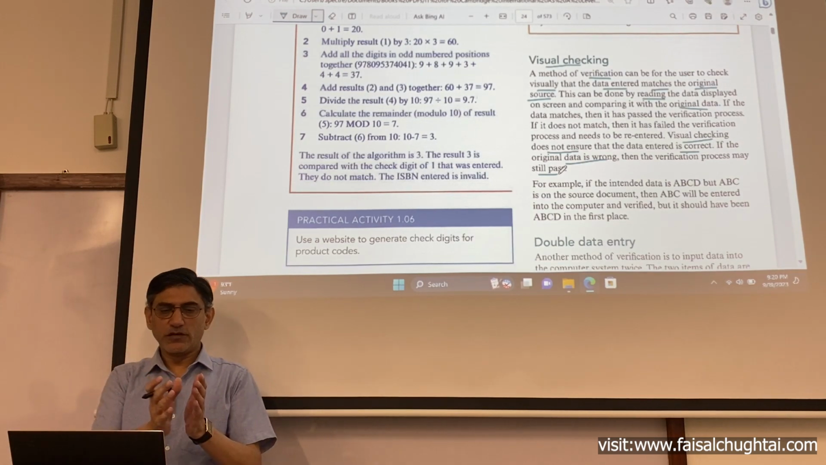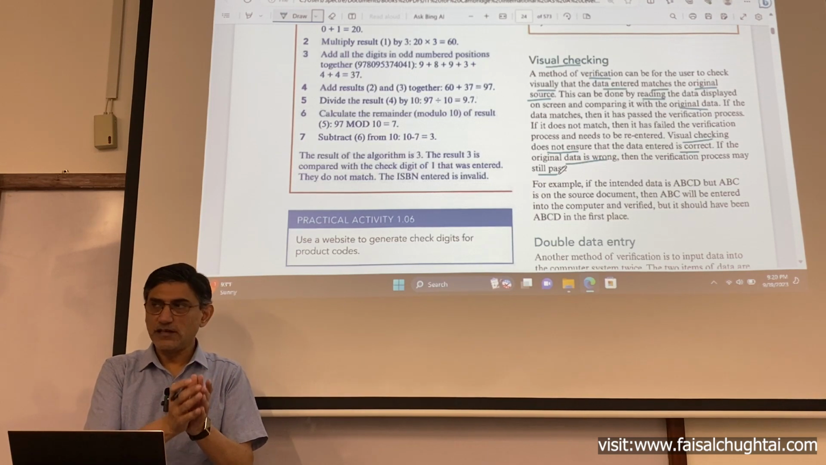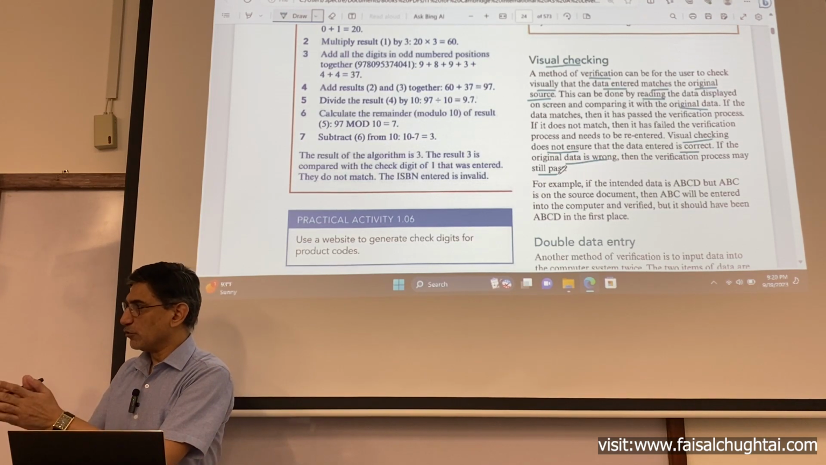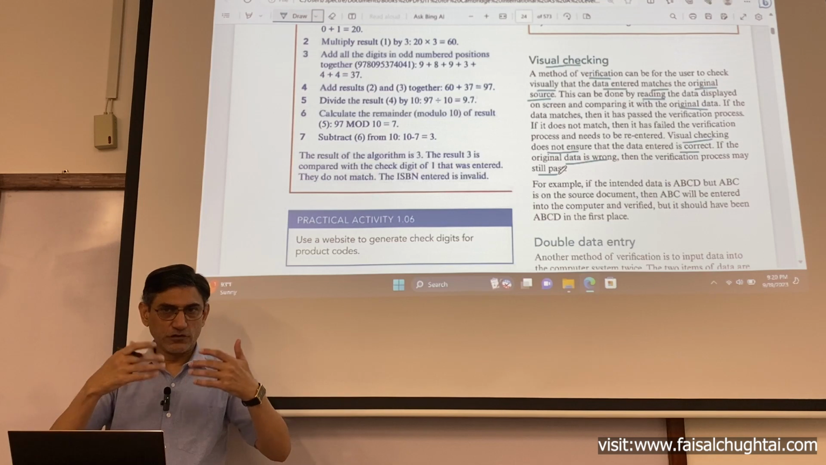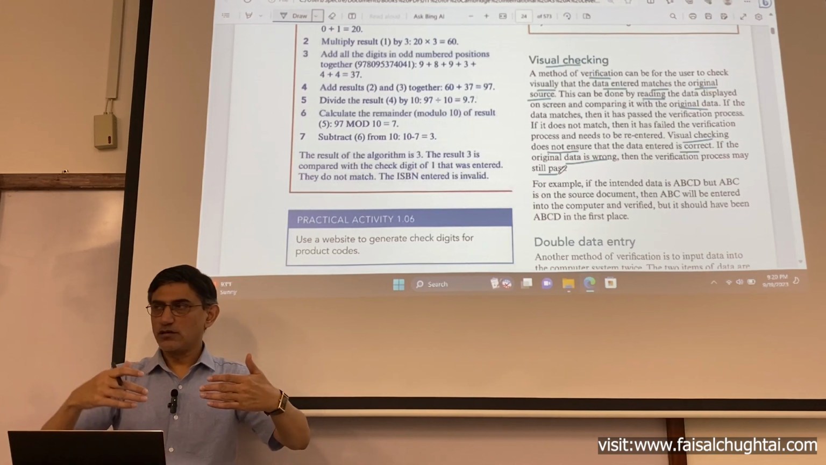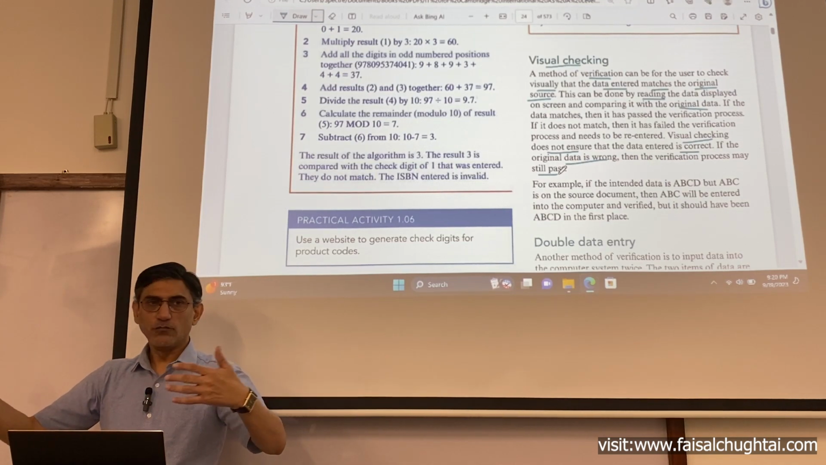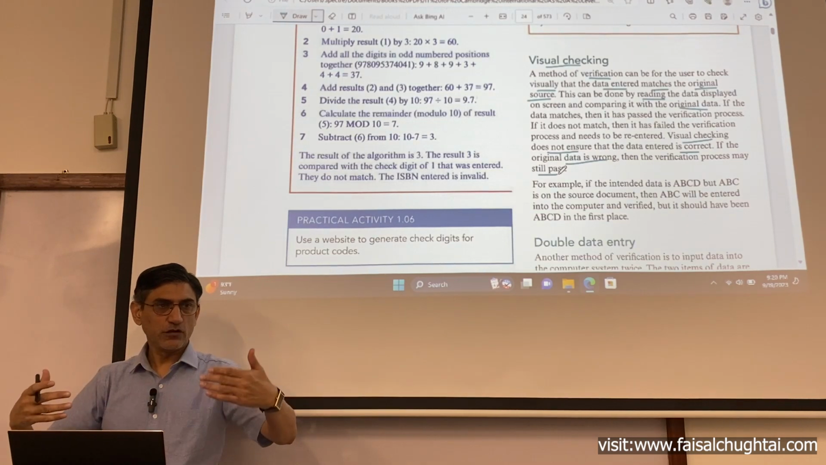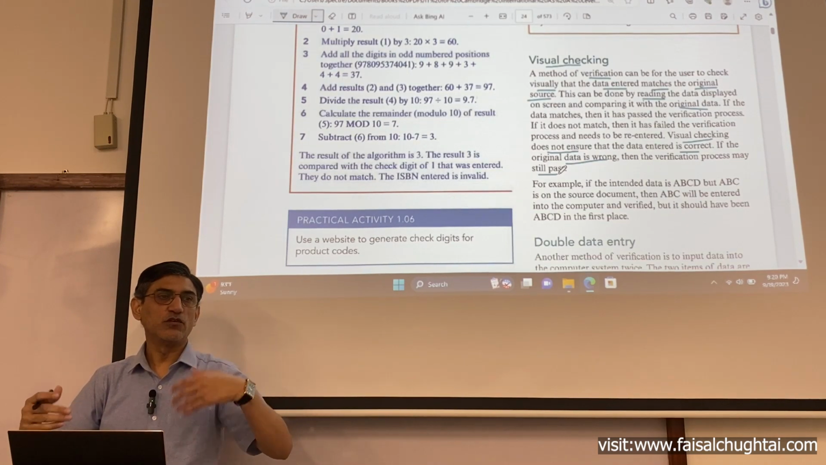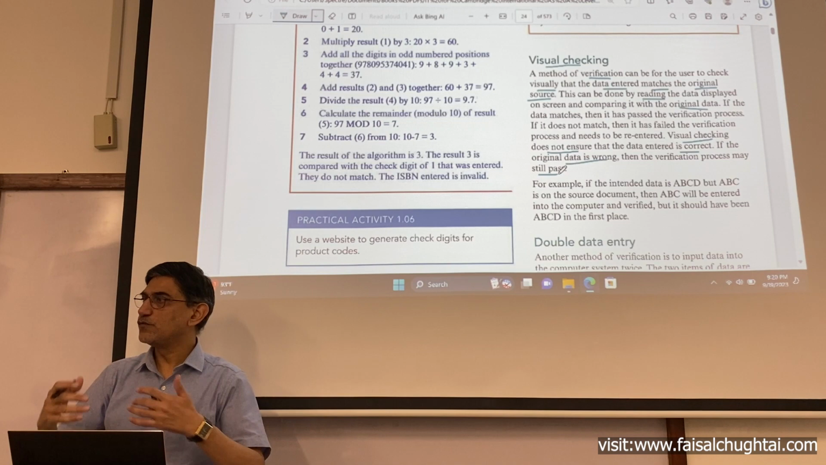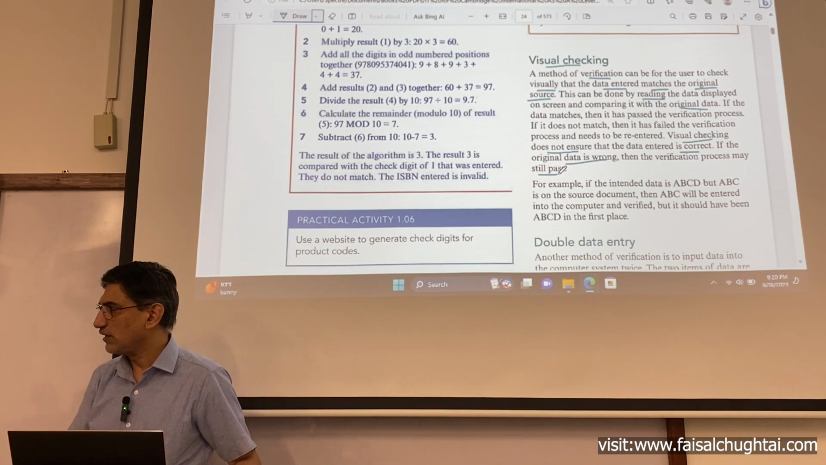So if I am the person who is copying it from the source document exactly to the computer, visually the data on the source document and whatever I have typed in the computer might be exactly the same. But what if the original data on the source document was incorrect in the first place? Then of course visual checking would not be able to do anything about that.